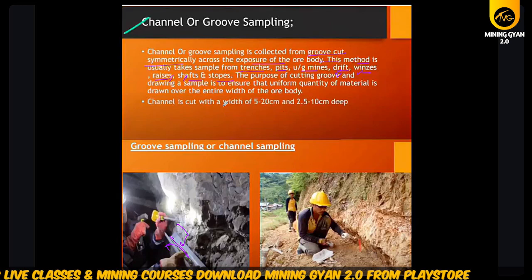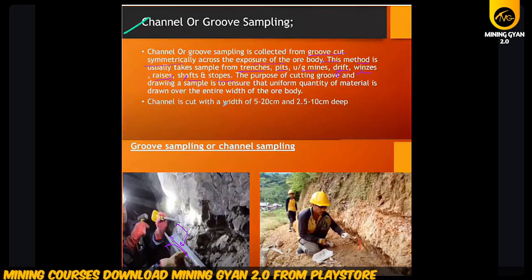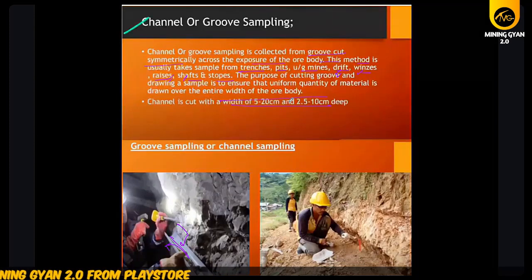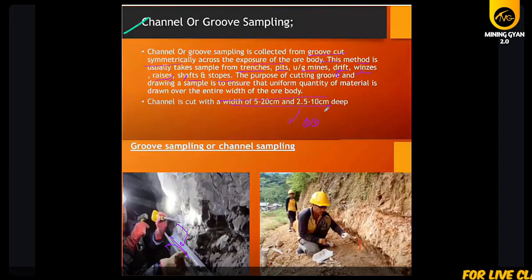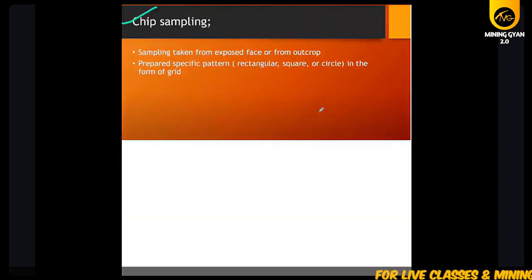ओके. सो ये विड्थ वगैरह तो इतना काम का है नहीं, थोड़ा बहुत बेसिक पता होना चाहिए थोड़ा सा. We want to collect few, हमको पूरा ड्रिफ्ट से बड़े बड़े बोल्डर ले जाने का जरूरत नहीं है. We just want few material of our ore body, ठीक है. So next is the chip sampling.